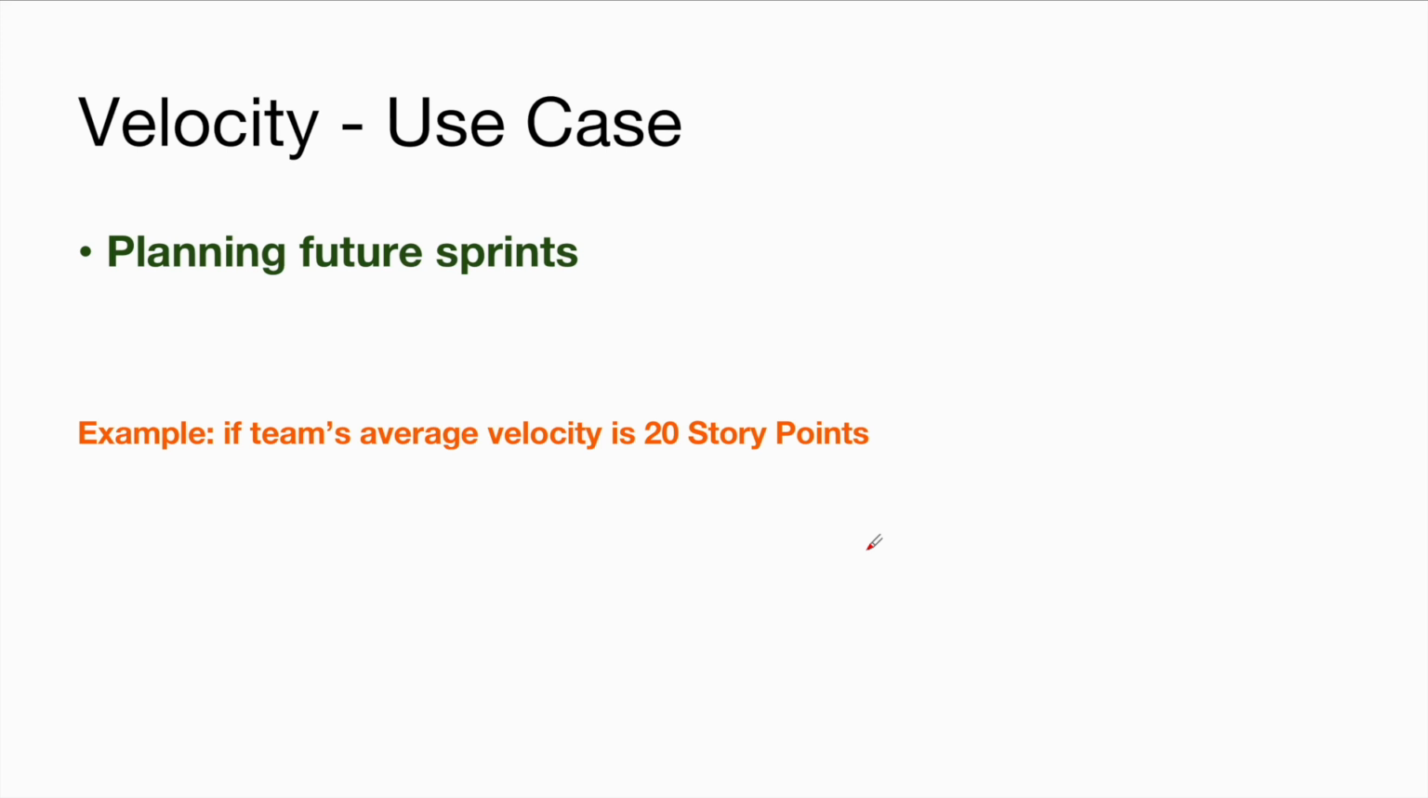Based on the average velocity of the team in the last few sprints, you can plan the coming sprint properly. So this is about velocity, which means how much work the team is able to complete in a given time period.